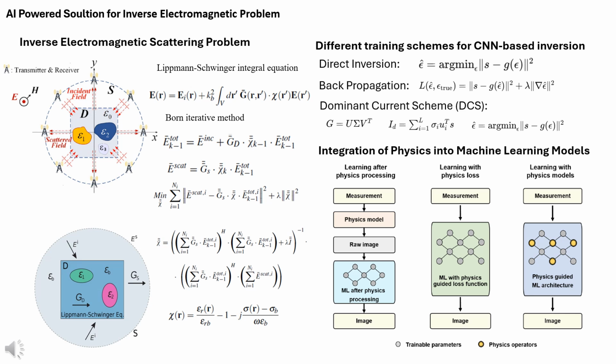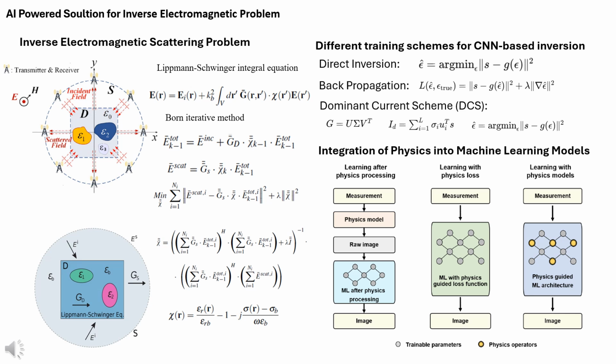During the kth iteration of this method, the total field E_k-1 is computed for the contrast function chi_k-1 obtained in the previous iteration, using the state equation. By substituting E_k-1 into the data equation and applying the Tikhonov regularization method, the optimization problem is solved to obtain chi_k. For the first iteration, chi_0 is chosen arbitrarily. The slide presents the formulation associated with this solution, including the closed-form solution.